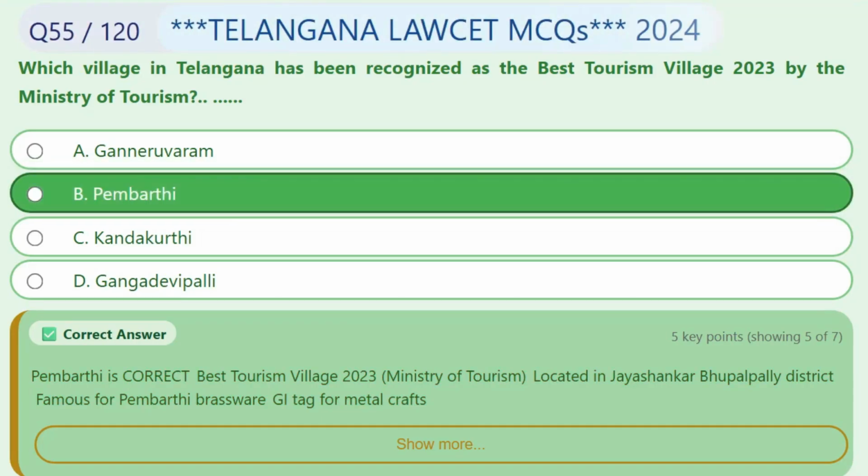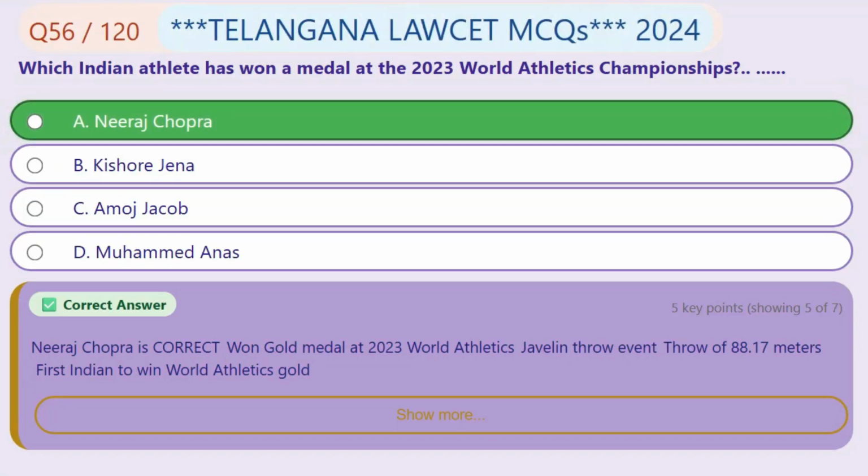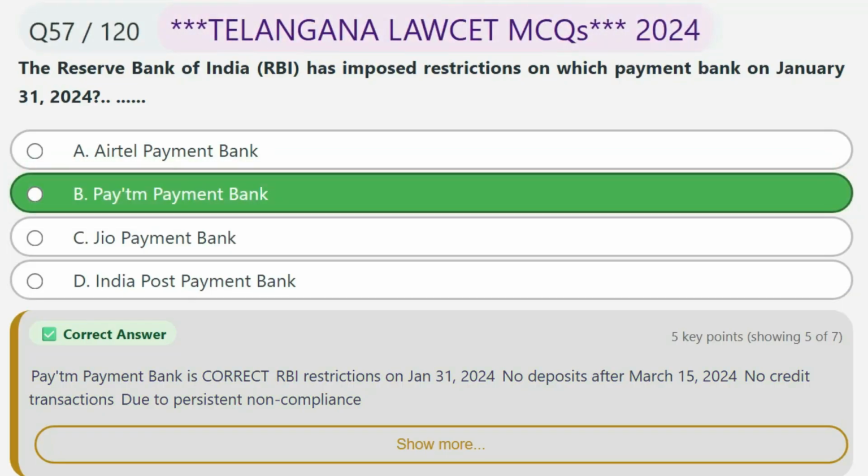Which village in Telangana has been recognized as the best tourism village 2023 by the Ministry of Tourism? Pembarthia. Which Indian athlete has won a medal at the 2023 World Athletics Championships? Neeraj Chopra. The Reserve Bank of India, RBI, has imposed restrictions on which payment bank on January 31, 2024? Paytm Payment Bank.